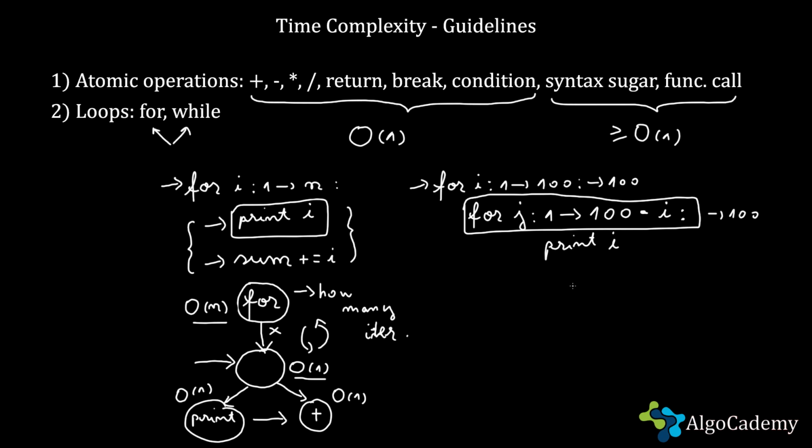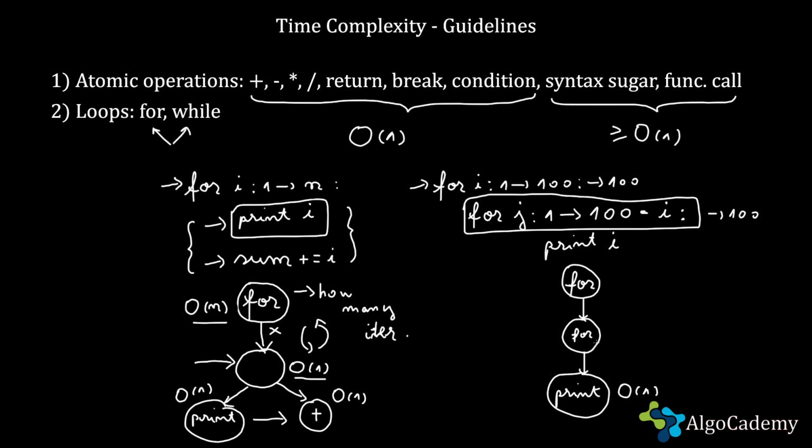Again, I can write my tree, no problem. I have the first for loop, I have the second for loop, and I have the sum, which is the print, the atomic operation. Now, of course, I know that my print is a constant, a big O of 1. I know that this for loop, how many operations does it do?